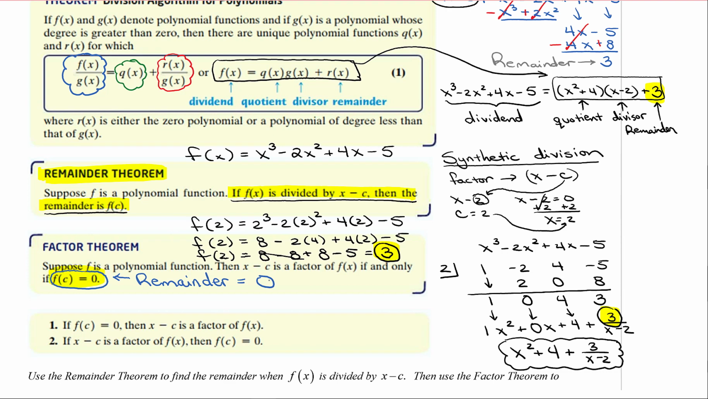So there are 2 things that we can deduce from this. Number 1, if f of c is equal to 0, then x minus c is a factor of f of x. And number 2, if x minus c is a factor of f of x, then f of c is equal to 0. I know it sounds like pretty much the same thing. It's just reversed. But this is what we can deduce from the factor theorem.